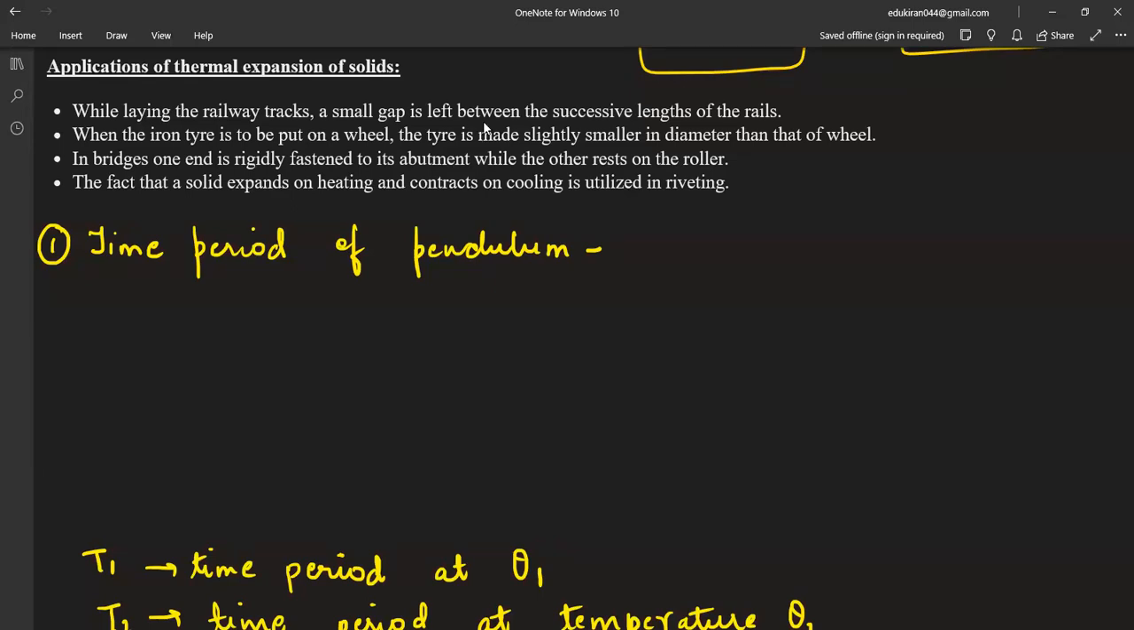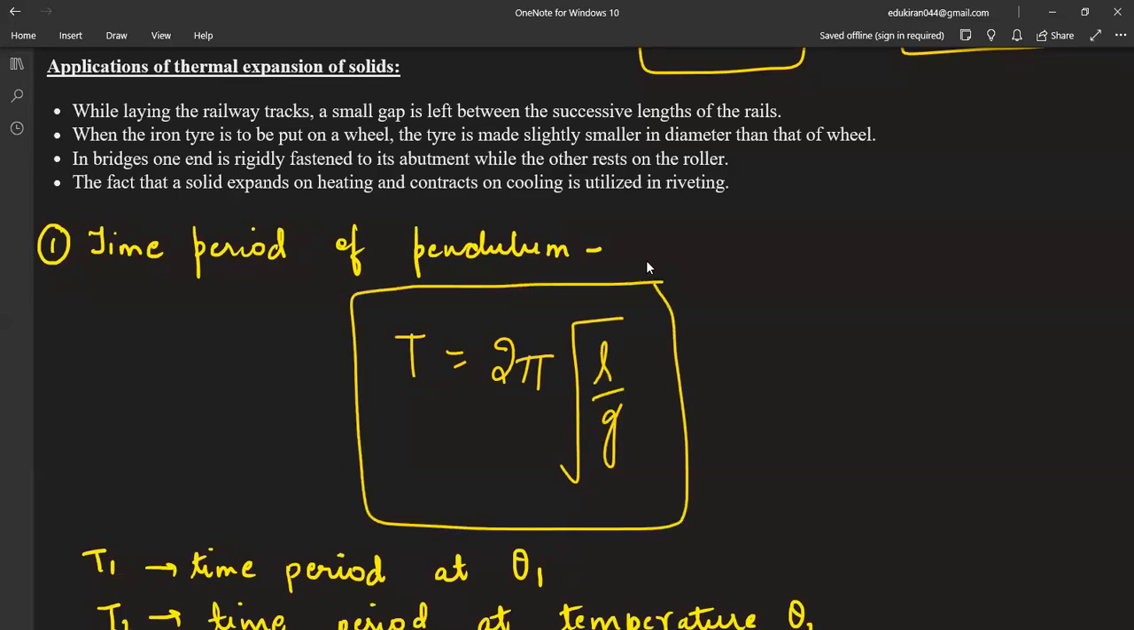Now see the applications of thermal expansion of solids. First is the time period of a pendulum. There's a formula, we'll be studying this in detail in waves and oscillations: time period is equal to 2 pi under root L by g.